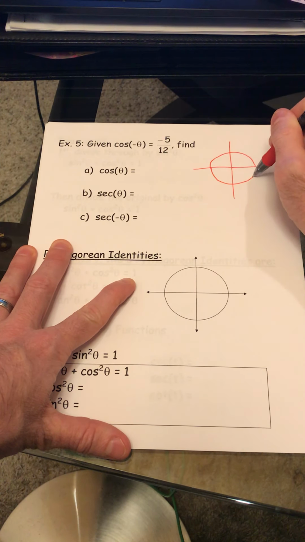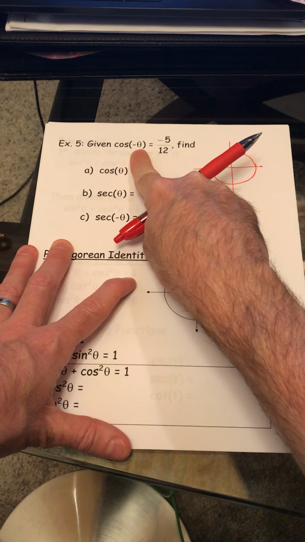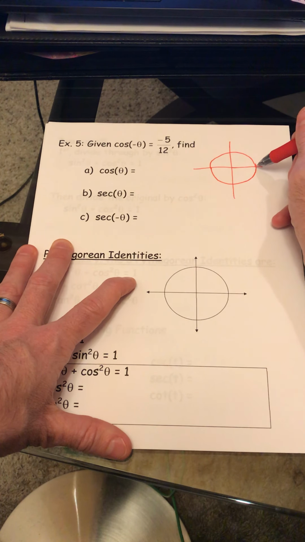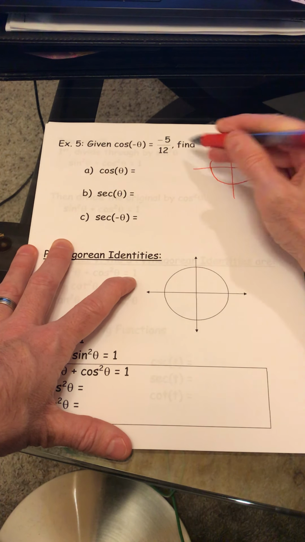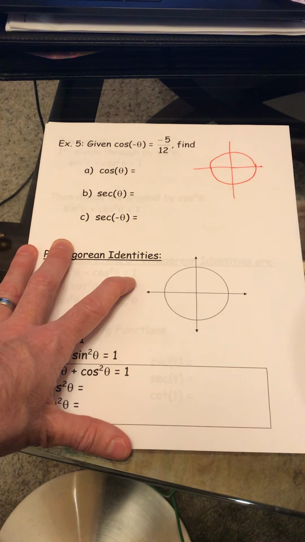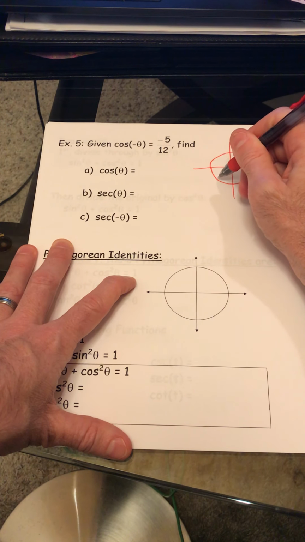Now, cosine of negative theta is negative 5/12. Basically what that's saying is, where would we be able to go clockwise where there is an x value that's negative? Well, that's going to put us somewhere over here.